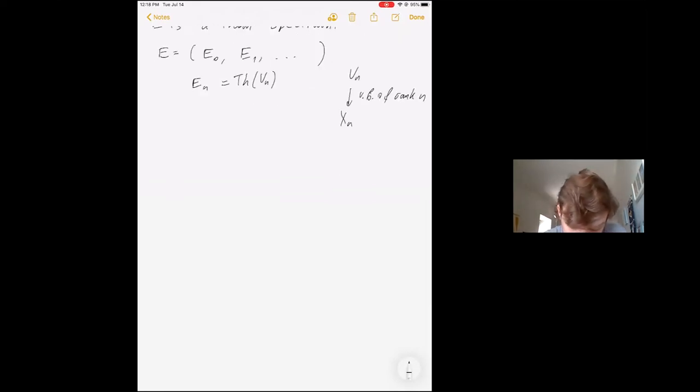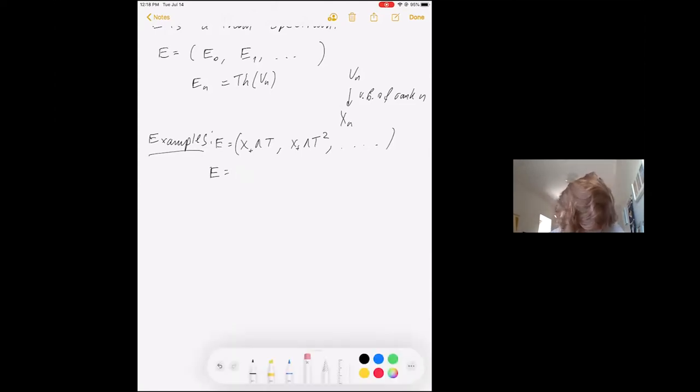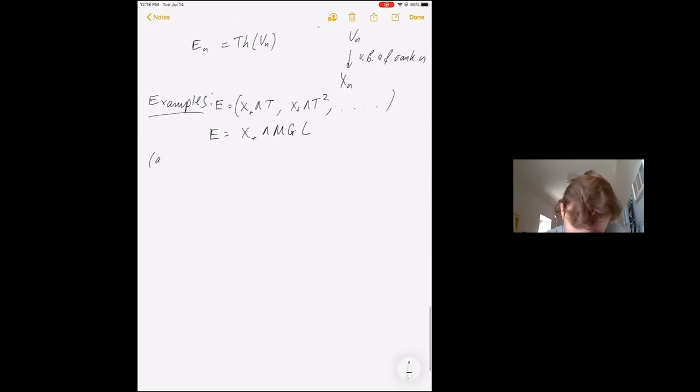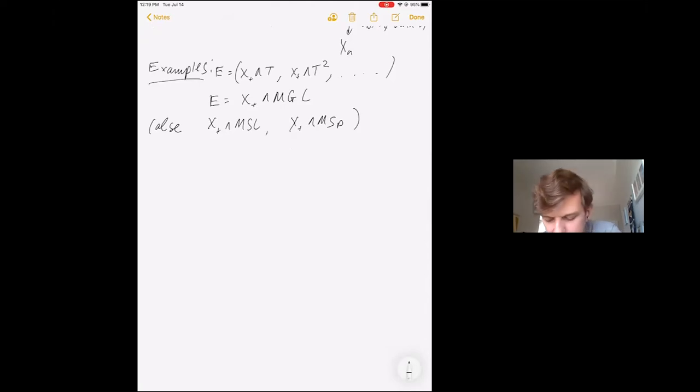Right, so the main examples of these Thom spectra are the suspension spectrum, X plus smash T, T squared, and so on. The second example that we have already seen is just X plus smash MGL. Or similarly, we can think about X plus smash MSL and X plus smash MSp. But we need to be a bit careful here because naturally there arises a T-square spectrum, but again, similar things can be done for these two spectra. But let me mostly concentrate on these examples, on the suspension spectrum of a smooth variety and on the MGL spectrum.